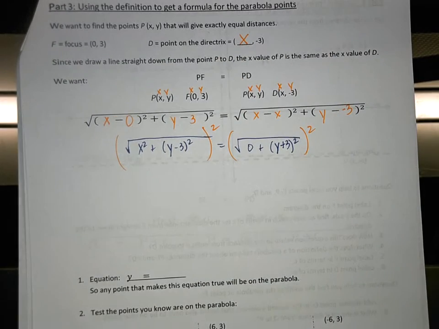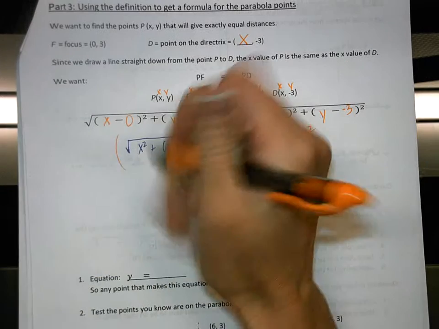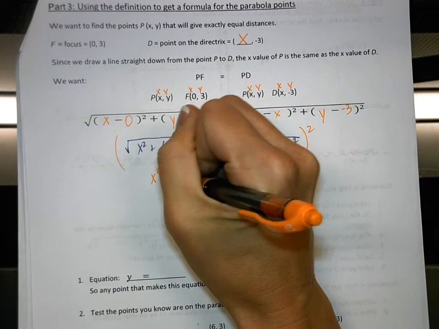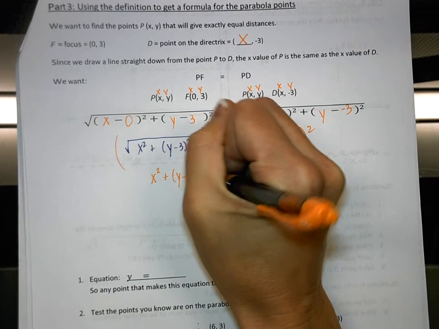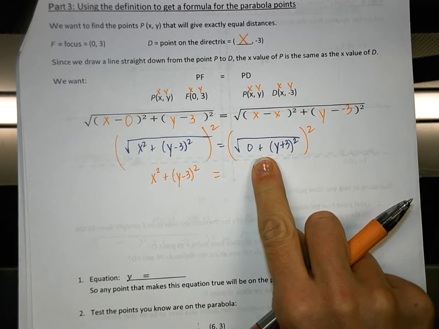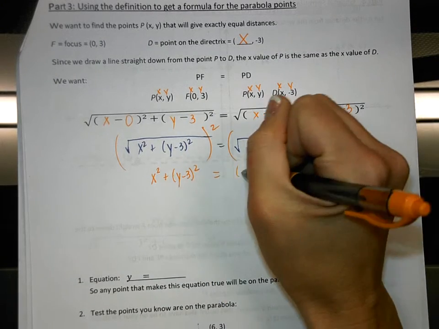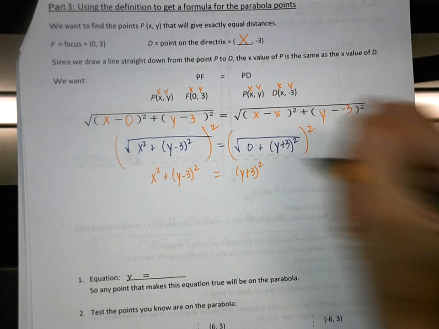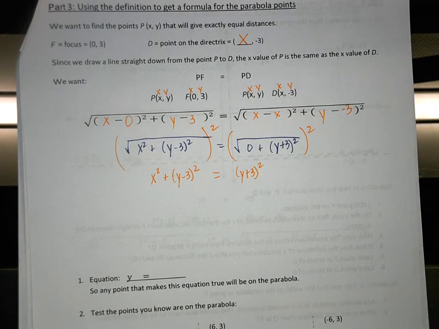So that means that on this side, just coming out is going to be x squared plus y minus 3 squared equals, and over here, 0 doesn't mean anything. Can I just write that as y plus 3 squared? Okay, questions here? Okay, so now we're going to simplify. So I need to multiply out y minus 3 squared, and I need to multiply out y plus 3 squared.